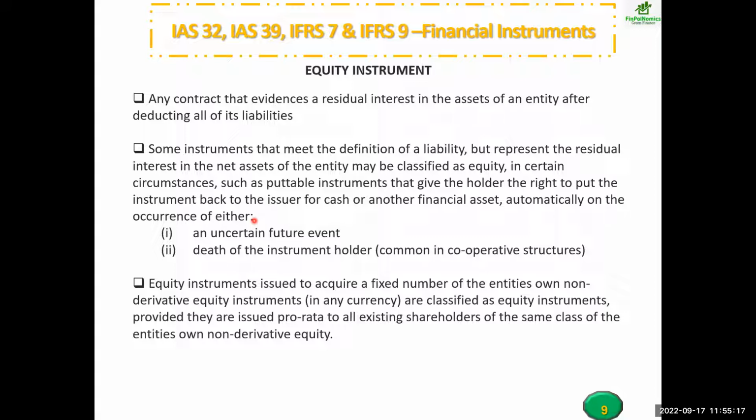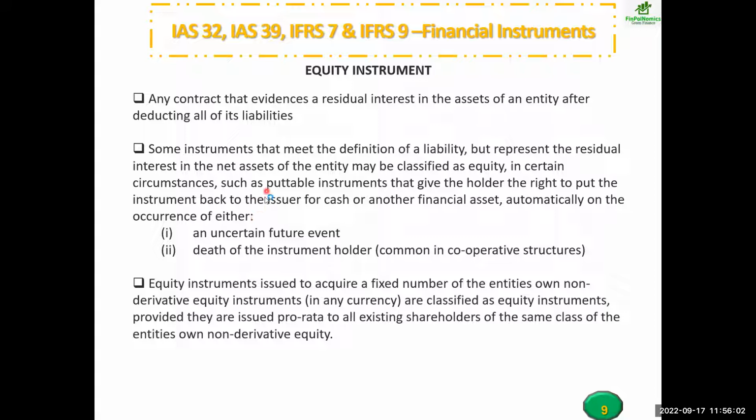Okay, in certain circumstances, such as putable instruments that give the holder the right to put the instrument back to the issuer for cash or another financial asset automatically on the occurrence of either an uncertain future event or death of the instrument holder, commonly in cooperative structures. Okay, later on, you could see a phrase here called putable and all sorts of things. When we get to derivatives, we'll try to understand things like option, swaps, futures, forward, and the rest. And majorly in option, that's why you have put and you have call and some other things like that. We're going to discuss them extensively.